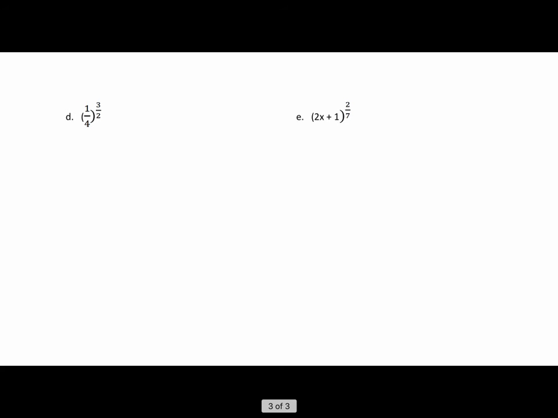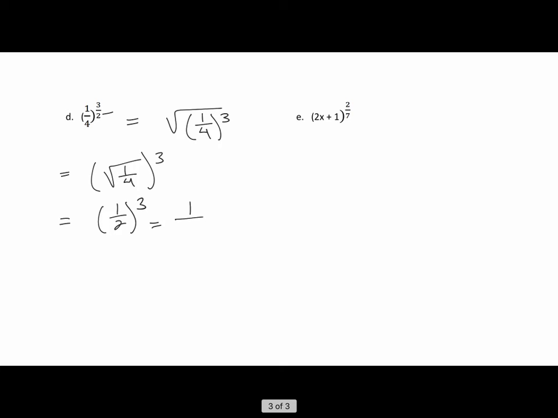Example D, 1/4 to the 3/2. So we need a radical. The index is 2. And the radicand is the base with the numerator of the exponent. So I can do the square root first and then cube that, because the square root of 1/4 is 1/2. And raise that to the 3rd, so multiply 1 times 1 times 1 over 2 times 2 times 2. That'll be 1/8 simplified.